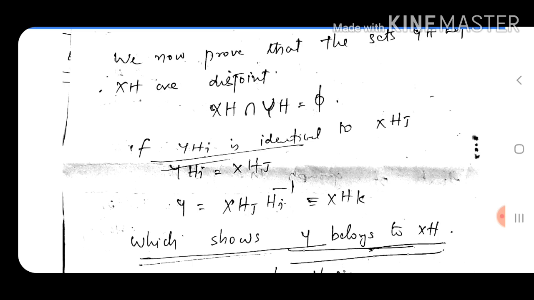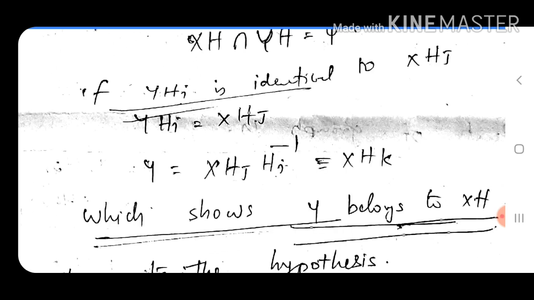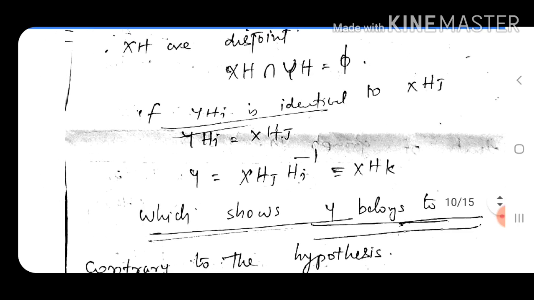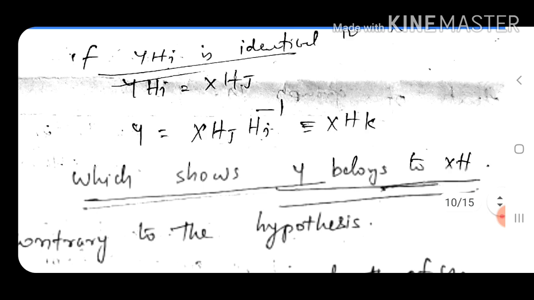Now if I post-multiply it with Hi inverse, I will get Y on the left-hand side and X Hj Hi inverse on the right-hand side. Hj Hi inverse is Hk. So Y is equal to X Hk. This X Hk is definitely an element of XH, which shows Y belongs to XH.